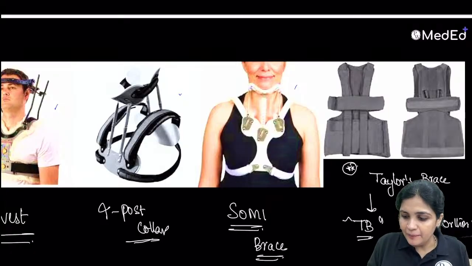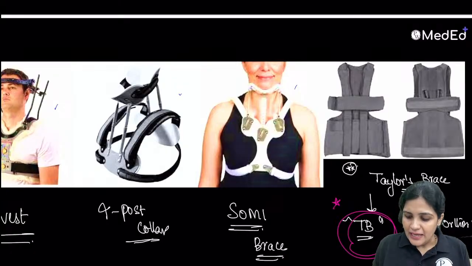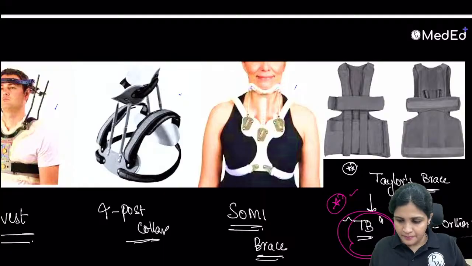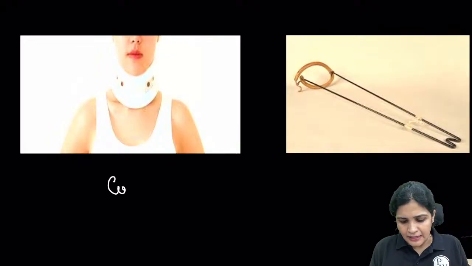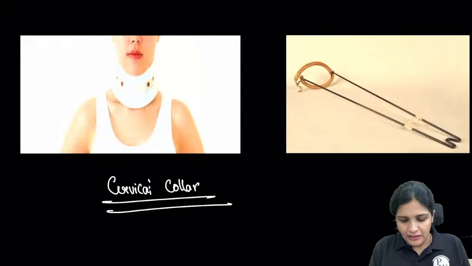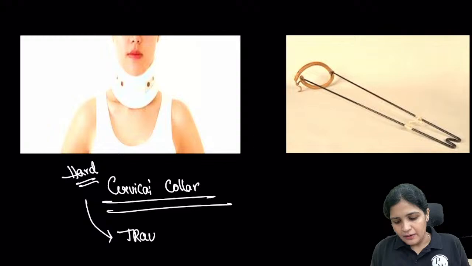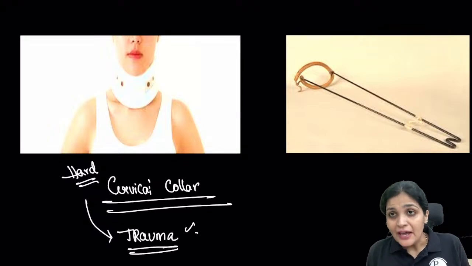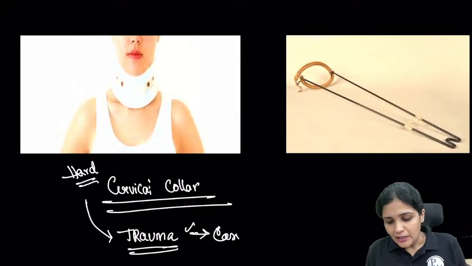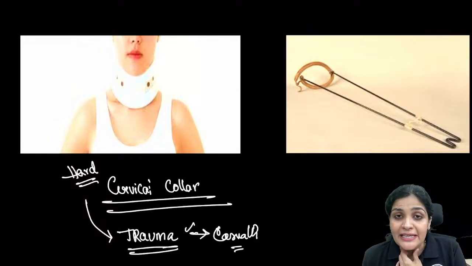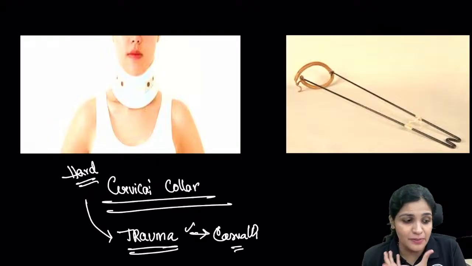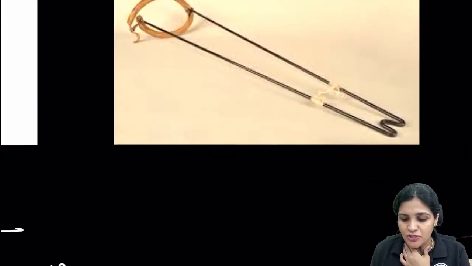Usually we use it in TB, yes, tuberculosis. Very good, excellent. And then what is this? Very easy. It is nothing but a cervical collar, but it is a hard cervical collar. It is used in trauma. Whenever you suspect a cervical injury, when the patient is in your casualty, we put this cervical collar for immobilizing the cervical spine, that is stabilization of the cervical spine. This is just a hard collar. What is this? The next one?